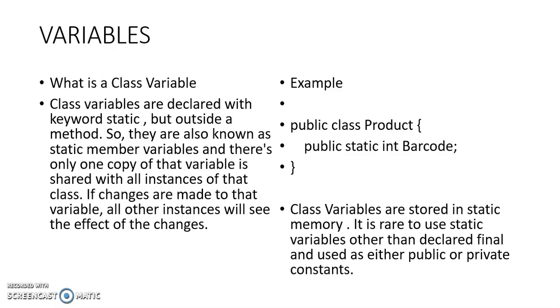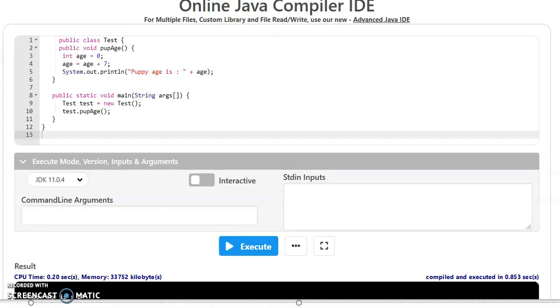So here class variables are basically the static variables, and we'll look into the program to see an idea about it. Okay, so now I will explain each of these variables with the help of a program. So here basically you have the same program over here about that puppy page.